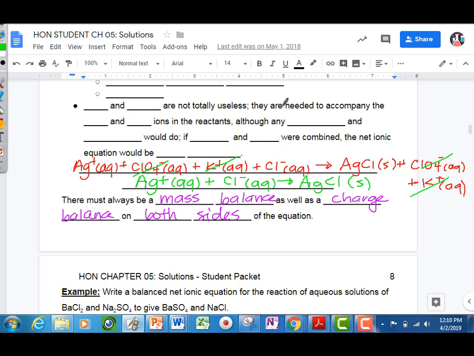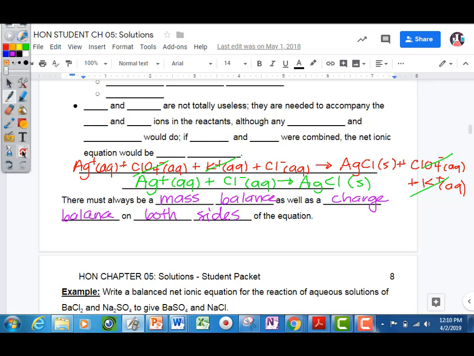But what that means is, if you look at AgCl, that's a neutral ionic compound, so the charge on the right side is 0. So the charge on the left side should also equal 0. I have a positive silver ion and a negative chloride ion. They cancel each other out, equal 0. So as long as you've written your charges correctly, mass balance and charge balance should go hand in hand. So that's the end of the material that we're going to cover today.